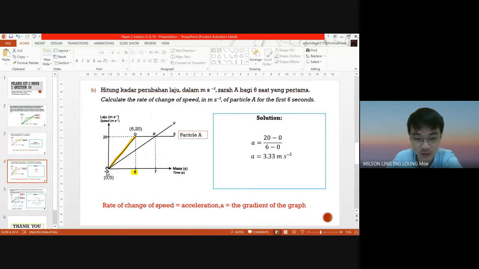So for the first 6 seconds, for particle A, the rate of change of speed is equal to the acceleration and also equal to the gradient of the graph. So we use the formula to find the gradient, to find the rate of change of speed. The point P has coordinates like this and Q is (6, 20). So we put into the equation and we get the answer 3.33 meters per second.